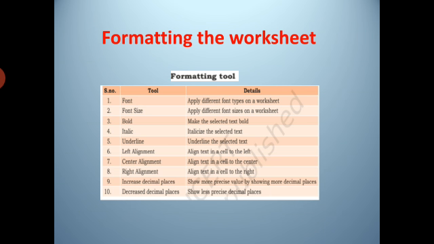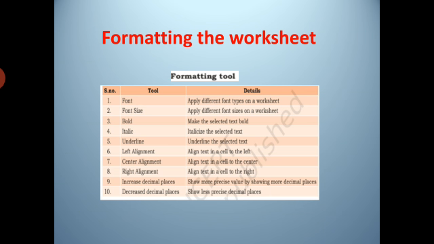Bold. It is used to make the selected text bold. Italics. It is used to make the selected text italic. Underline. It is used to underline the selected text. Left alignment. It is used to align text in a cell to the left. Center alignment. It is used to align text in a cell to the center. Right alignment. It is used to align text in a cell to the right.